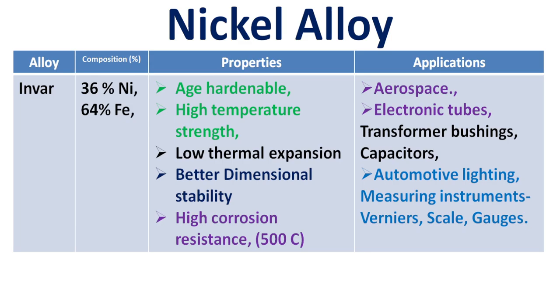So next is Invar. The composition is 36% nickel and 65% iron. It is age hardenable, with high temperature strength, low thermal expansion, better dimensional stability, and high corrosion resistance at up to 500 degrees Celsius.